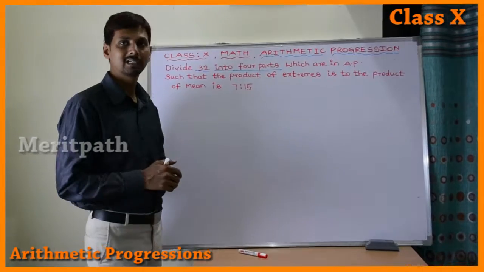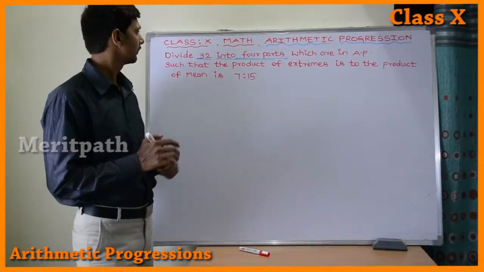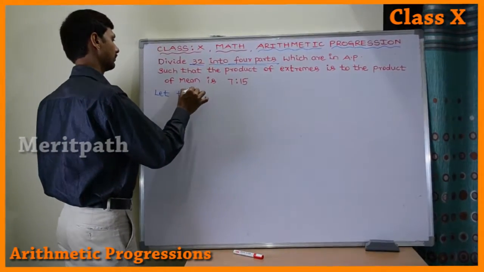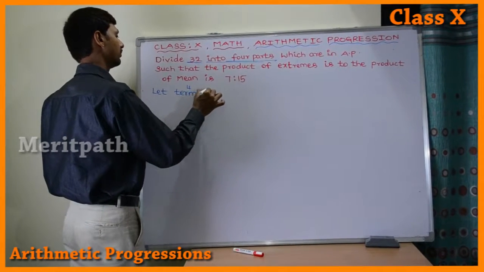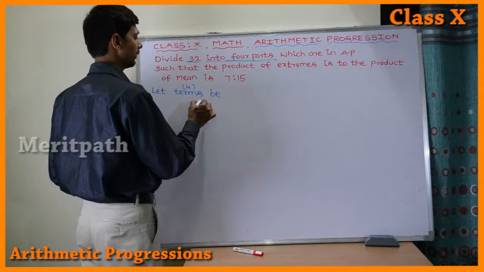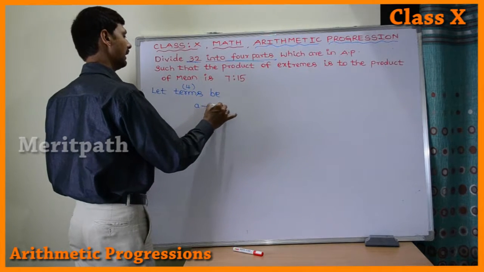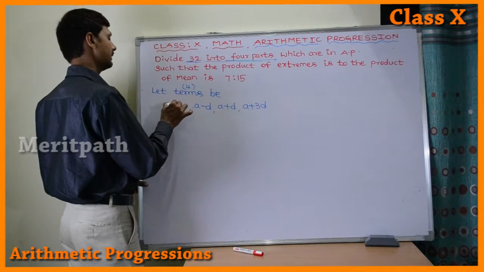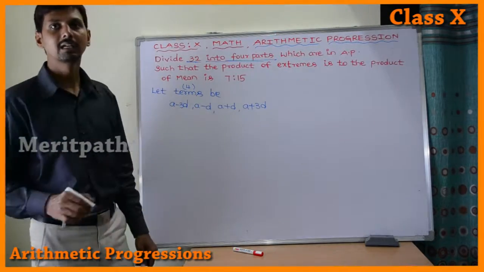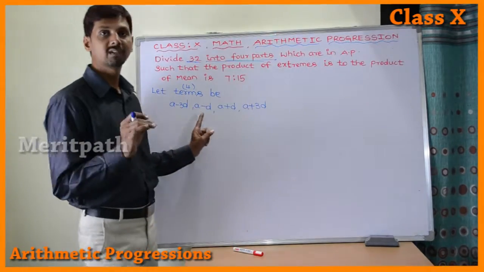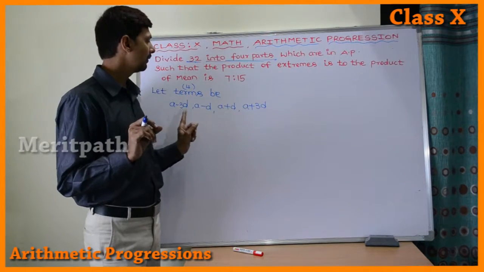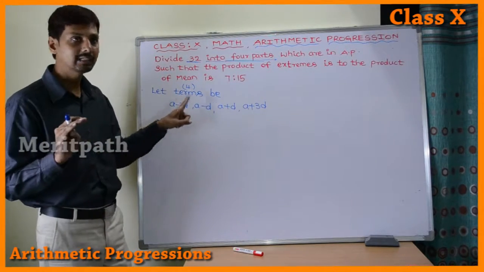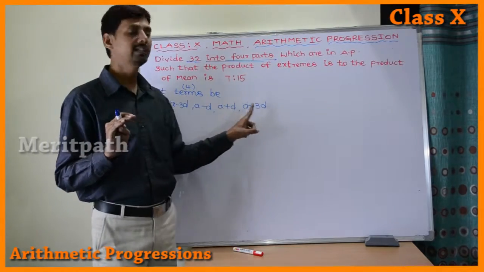So we know the terms should be taken as, let the 4 terms be a minus 3d, a minus d, a plus d, and a plus 3d. These are the 4 terms. We know the common difference between the terms is 2d. And when taking the 4 terms, we already discussed that we need to take them in this form: a minus 3d, a minus d, a plus d and a plus 3d.